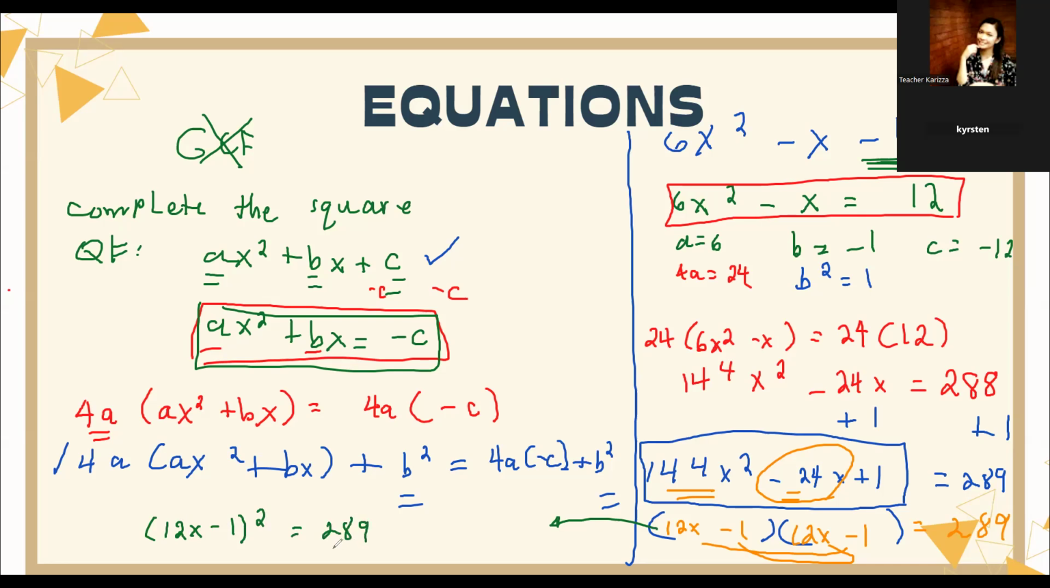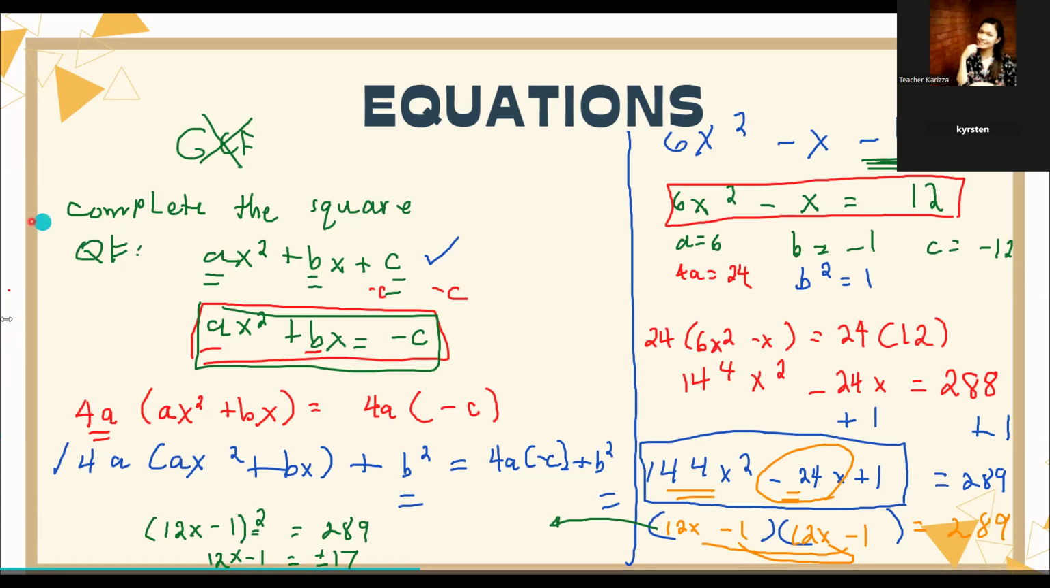289 is 17 times 17. So what happens there, since it's squared, 12x minus 1 is equal to positive negative 17. Ito yung rule niya. Kapag it's squared, explain ko yung step I skipped.